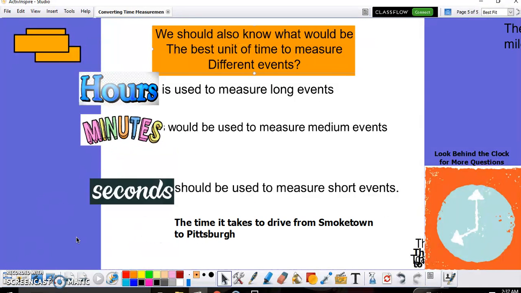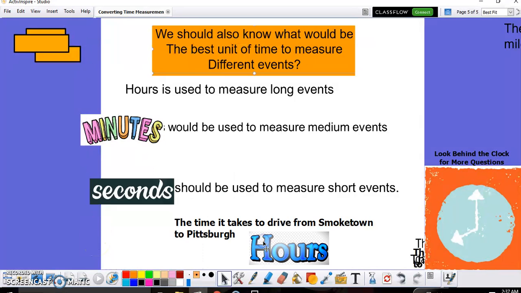What is the best unit of time measurement to estimate the amount of time it would take to drive from Smoketown, PA to Pittsburgh, PA? Hours, minutes, or seconds? What do you think? It would take hours to drive from Smoketown to Pittsburgh. Minutes would be too small of a unit, and seconds would be way too small. Let's take a peek at the third question.